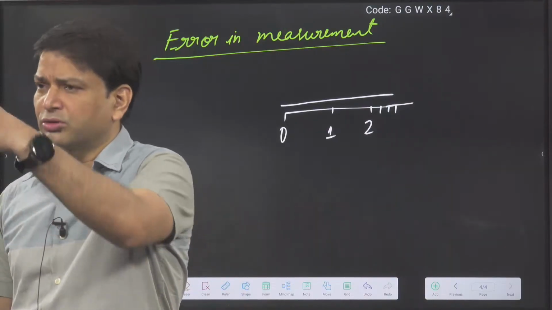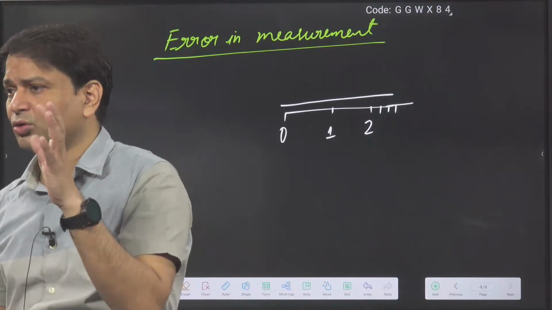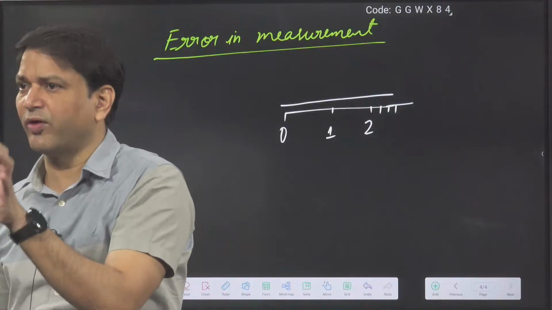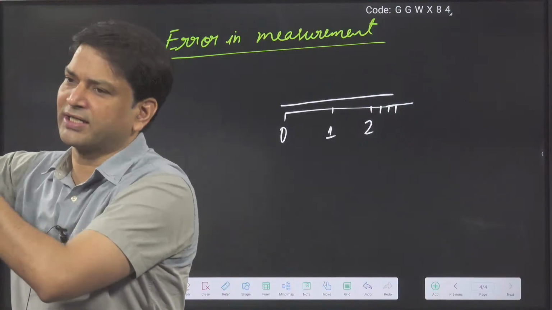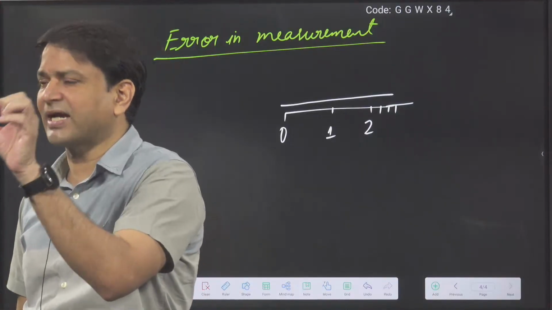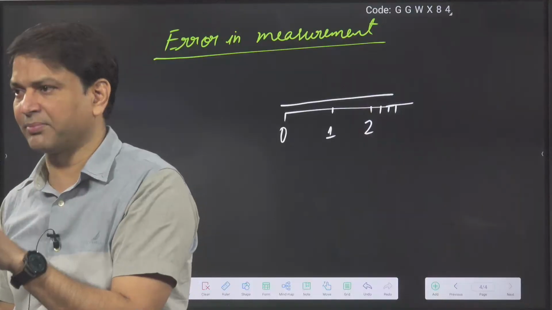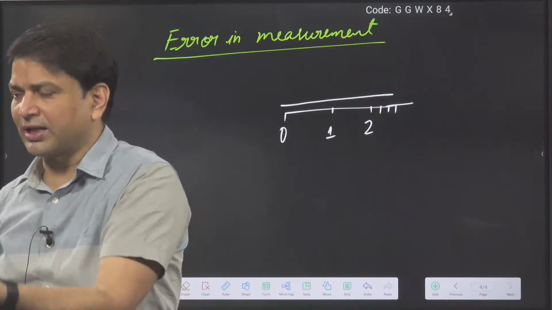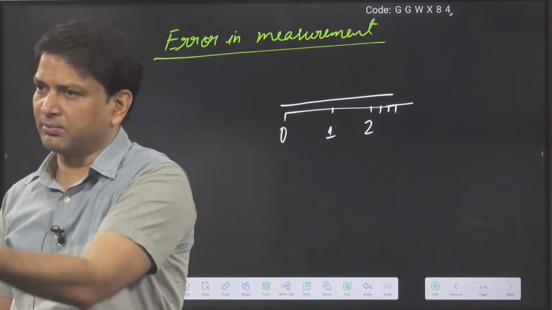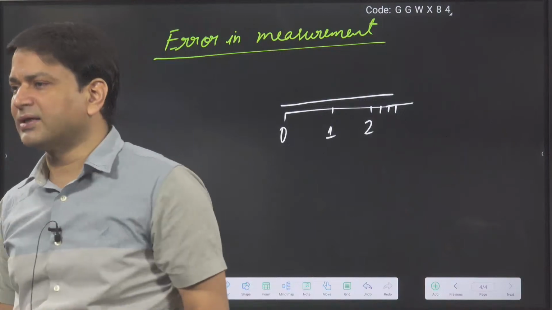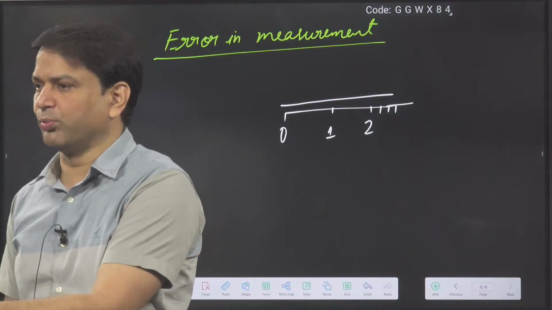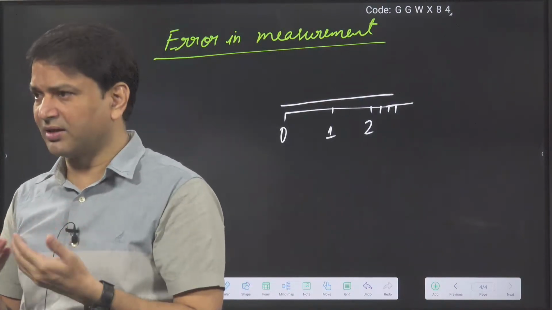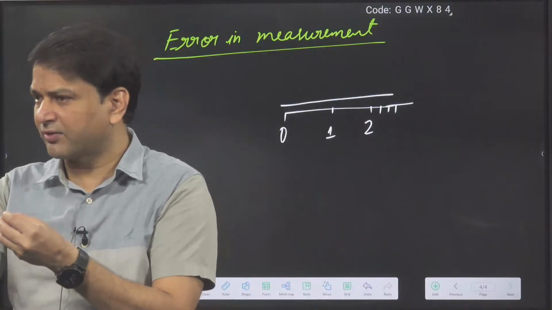Okay. Suppose this exact wire length is 2.26. I measure the exact length by using vernier calipers or any device, and the exact length is 2.26 centimeter. But I am using the normal meter scale, so either I will say 2.2 or I will say 2.3. So in my result, some deviation is there from the true value.